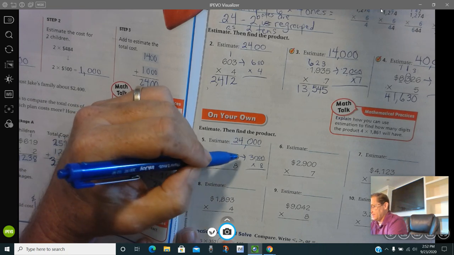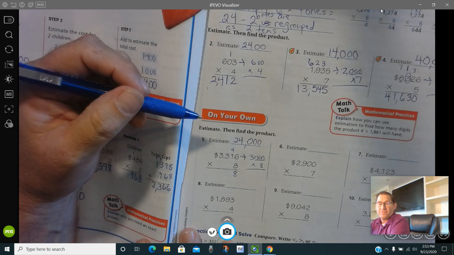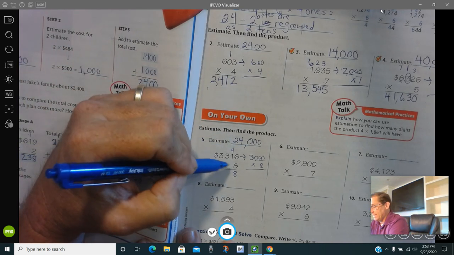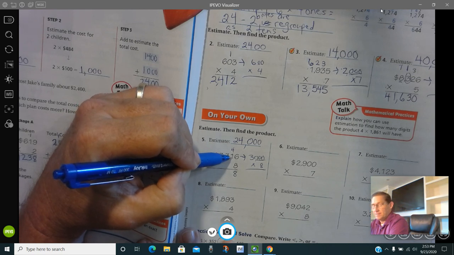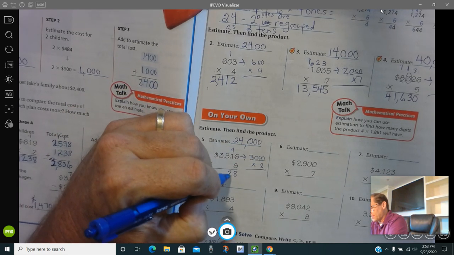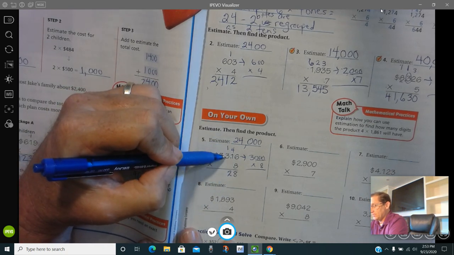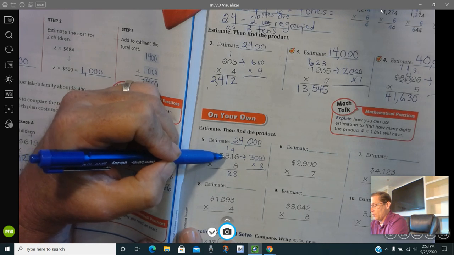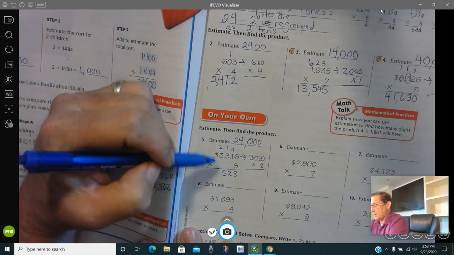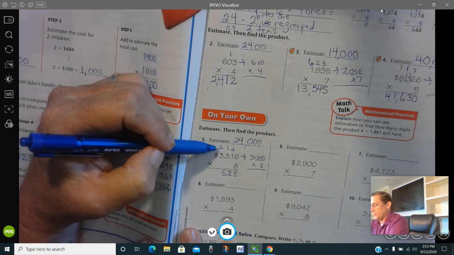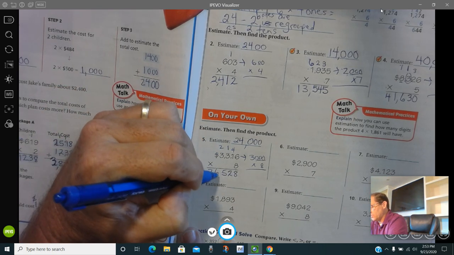Okay, 8 sets of 6 ones is 48 ones. Regroup 40 of those ones as 4 tens. 8 sets of 1 ten is 8 tens, plus 4 more is 12 tens. I'm going to regroup 10 of those tens as 100. 8 times 300 is 24 hundreds, plus 1 more is 25 hundreds. I'm going to regroup 20 of those hundreds as 2,000s. 8 times 3 is 24 thousands, plus 2 more, 26,000.